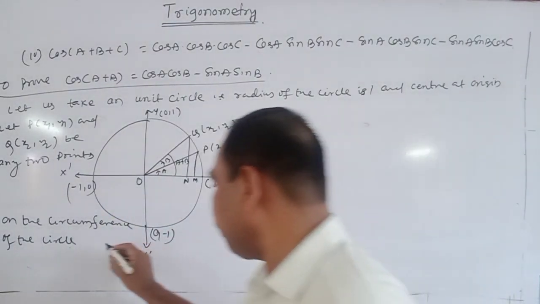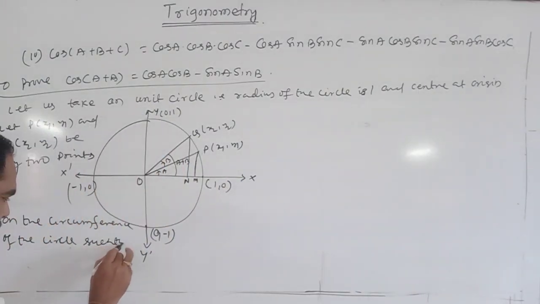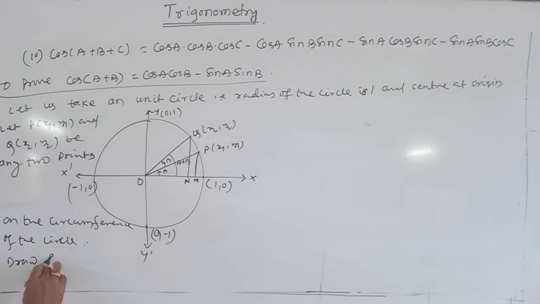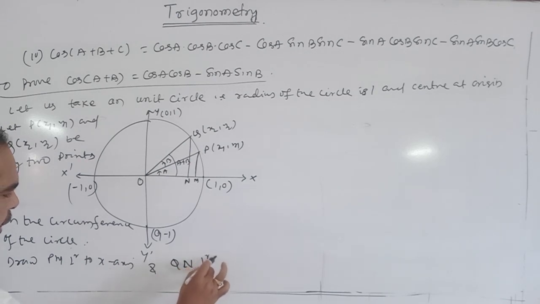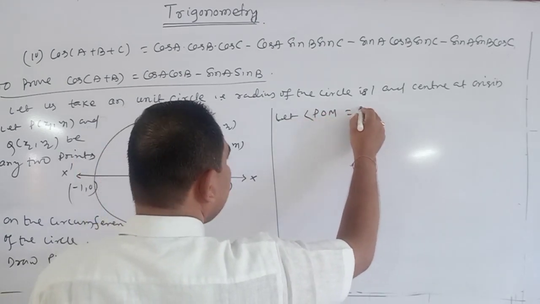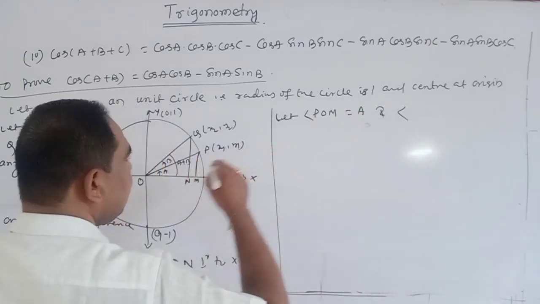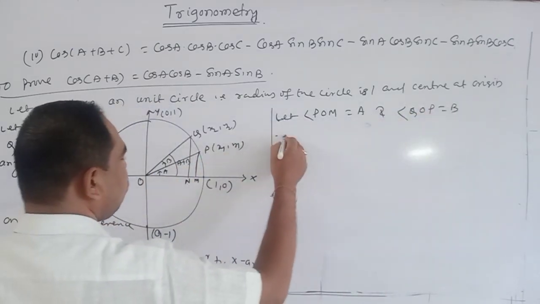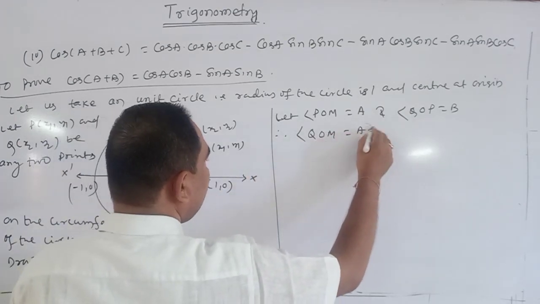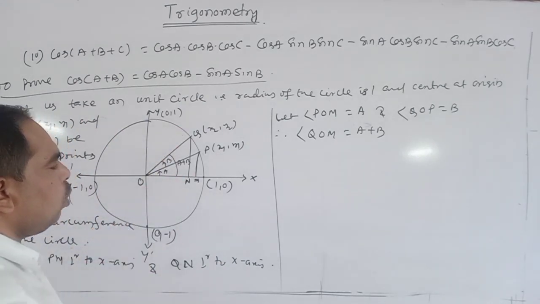Draw PM perpendicular to the x axis and QN perpendicular to the x axis. Let angle POM be equal to A and angle QOP be equal to B. Therefore angle QOM is equal to A plus B.